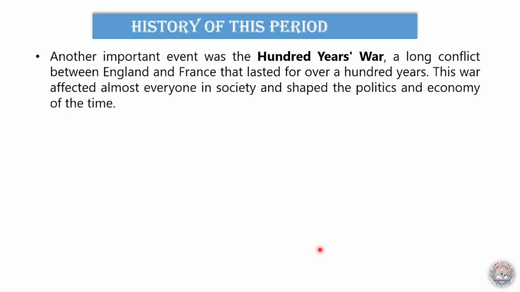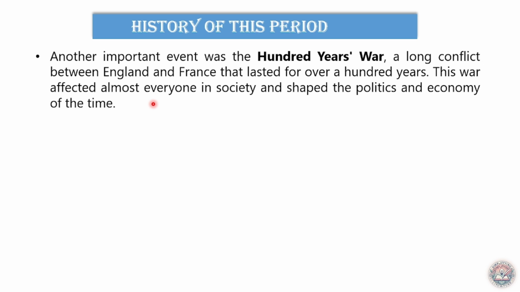Then there was the Hundred Years' War, a super long conflict between England and France. It lasted more than 100 years, and this war affected everyone, from kings to farmers. Everyone in society was affected by this war.